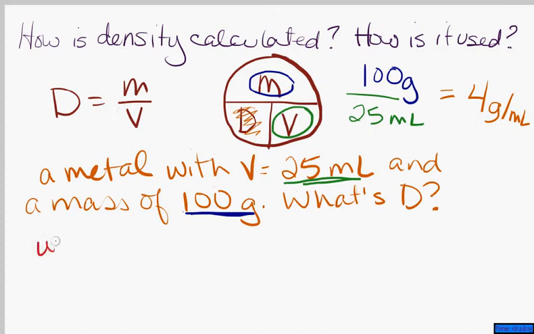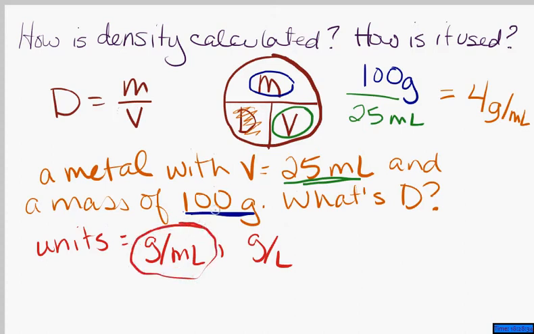So the typical units, usually the units are grams per milliliter, but you could also do grams per liter. Every once in a while we see it in grams per liter. But grams per milliliter is the one that we see most often.